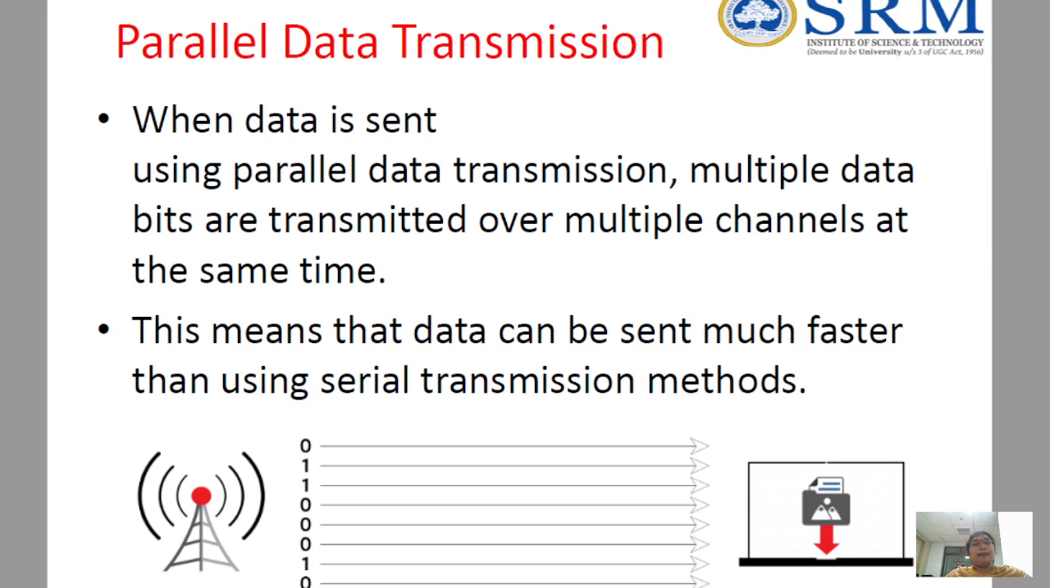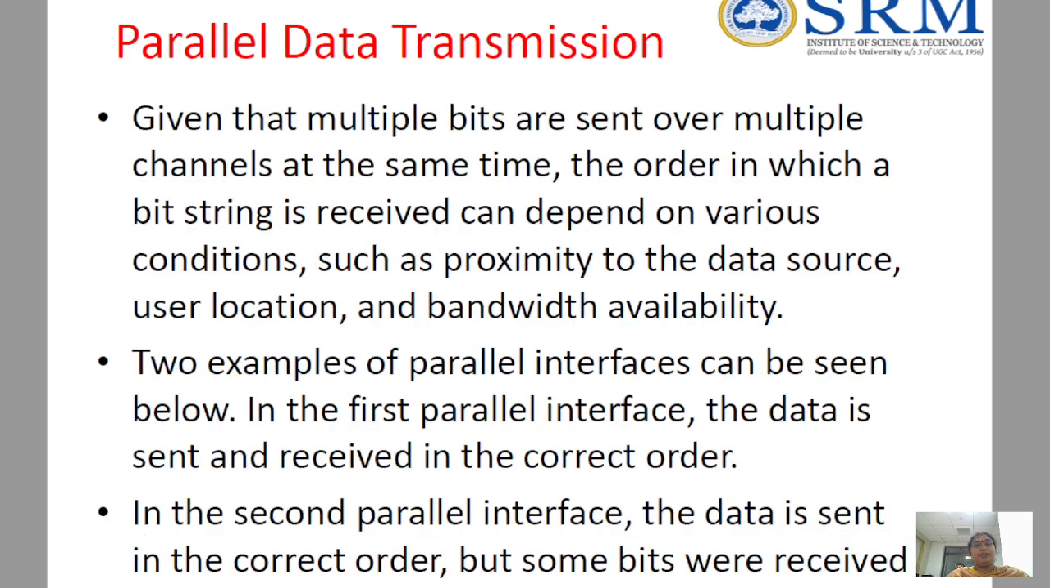And the next thing is parallel data transmission. When the data is sent using parallel data transmission, multiple data bits are transmitted over multiple channels at the same time. So it needs only one clock pulse to send 8 bits of data from the sender to the receiver. This means that the data can be sent much faster than using the serial data transmission method.